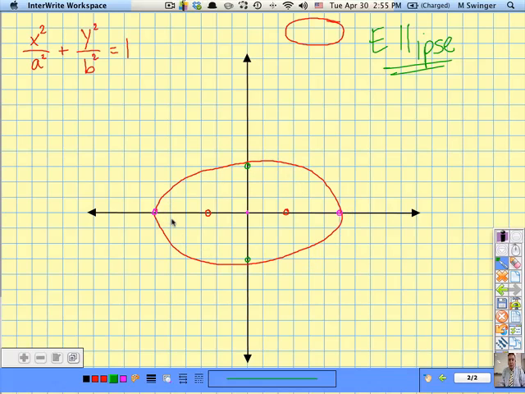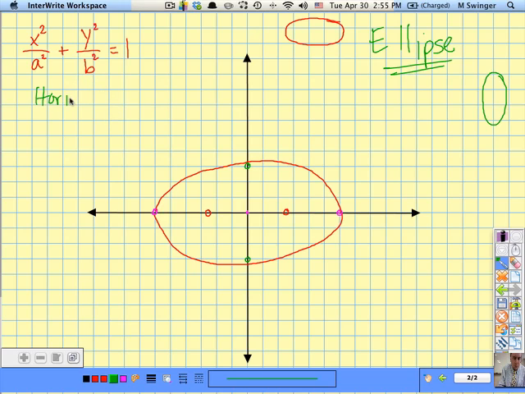Now every ellipse has an equation to it. Just like every circle is x squared plus y squared equals r squared, we have an equation for an ellipse. But actually there are two of them. One could look like this, or it could look like that. So two different equations. This equation right here represents when it is horizontal.